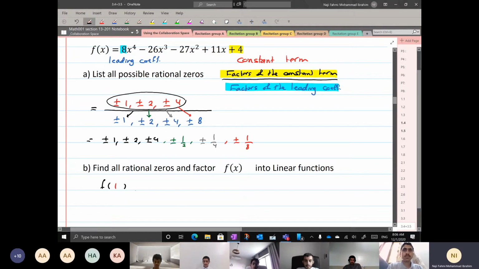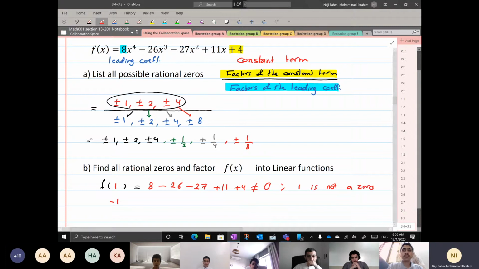How can I find f of 1? We need to substitute in the given function. We have 8 minus 26 minus 27 plus 11 plus 4. Is this equal to 0, Shabab? It's obvious it's not 0, because we have large negative numbers. So this is not a zero. I will say what now? 1 is not a zero. I will go to the next number, which is what?